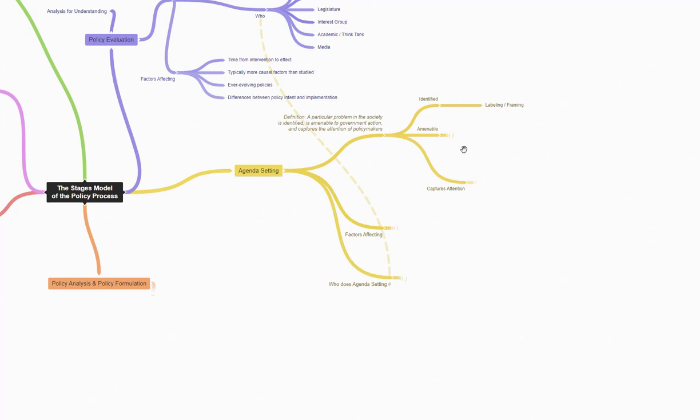So what would make a particular problem amenable to government action? Well, isn't it an existing government function? We know that immigration is an existing government function, so that would help. The issue of public goods, which you may have learned about in an economics class. A public good is one that you can't exclude people from, and if one person uses it, it doesn't necessarily take it away from others.